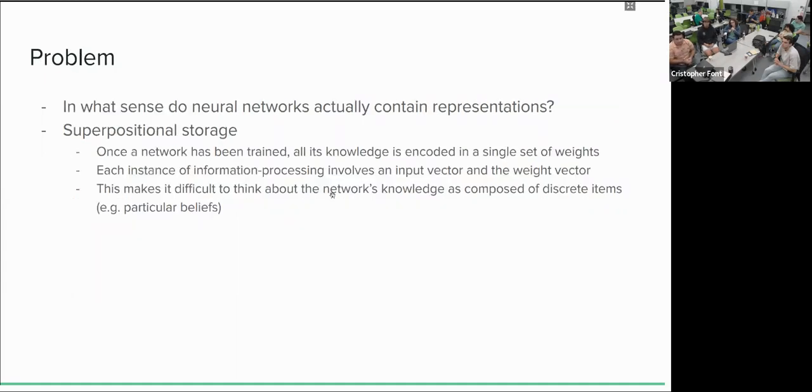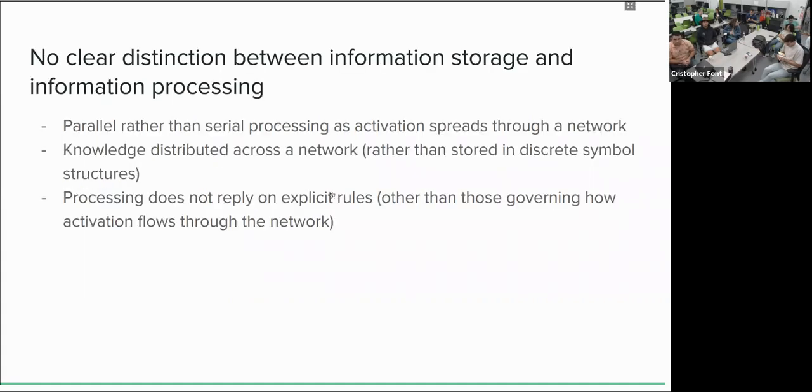Right. So this is kind of what we just mentioned. We encode the knowledge, quote unquote, into sets of weights. We have inputs and we have weights, and we can't really think about the neural network having particular beliefs on anything that it's doing, for the same reasons that we just discussed. And there's no clear distinction between information storage and information processing, like Hinton mentioned.